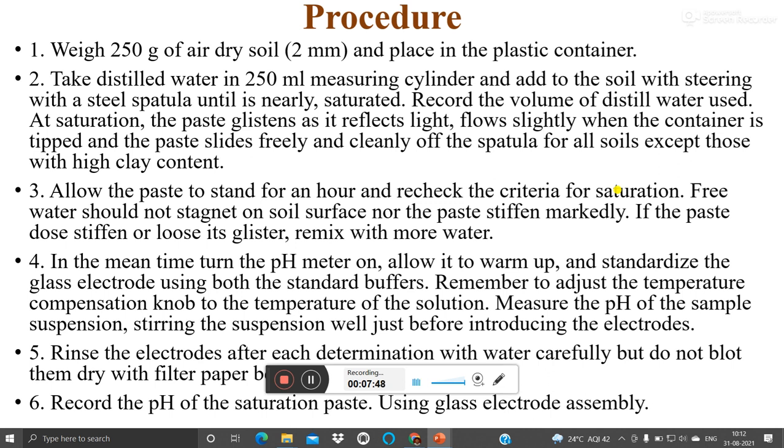In the meantime, turn on the pH meter, allow it to warm up, and standardize the glass electrode using both the standard buffers. Remember to adjust the temperature compensation knob to the temperature of the solution. To measure the pH of the sample suspension, stir the suspension well just before introducing the electrodes. Rinse the electrodes carefully with water after each determination, but do not blot them dry with filter paper. Record the pH of the saturation paste using the glass electrode assembly.